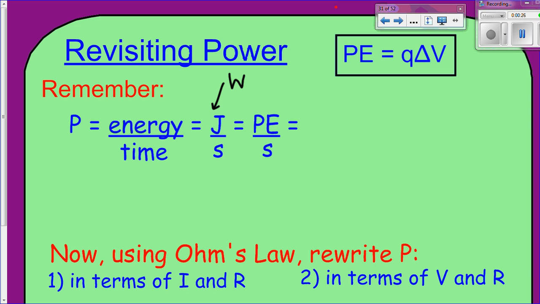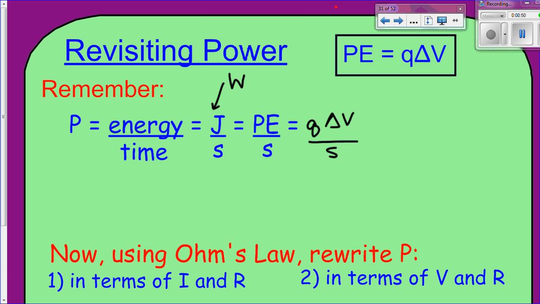Now, if we look at it in terms of this unit, we use joules to measure the potential energy of charges as they're traveling through a circuit. So potential energy per second is another way of writing power. Now, we learned for charges, potential energy is found by taking the charge times the potential difference. So I can rewrite PE over s as Q times delta V over s.